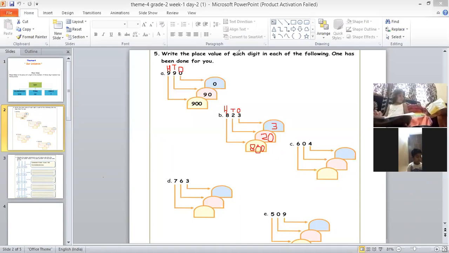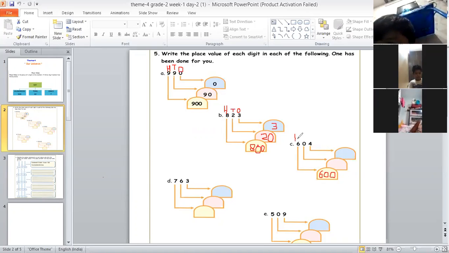Hanvika, tell me the answer for the next bit. Bit number C. Okay, ma'am. Read that question. 604. Very good. The number is 604. So, this 6 is in which place? Hundreds place. So we'll write 600 here. First of all, we'll write 6, and after that, we'll put 2 zeros because 6 is in hundreds place.